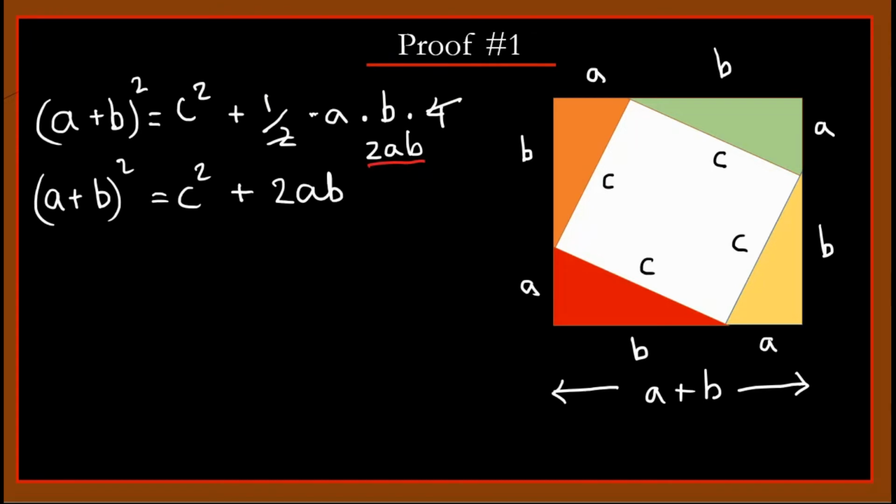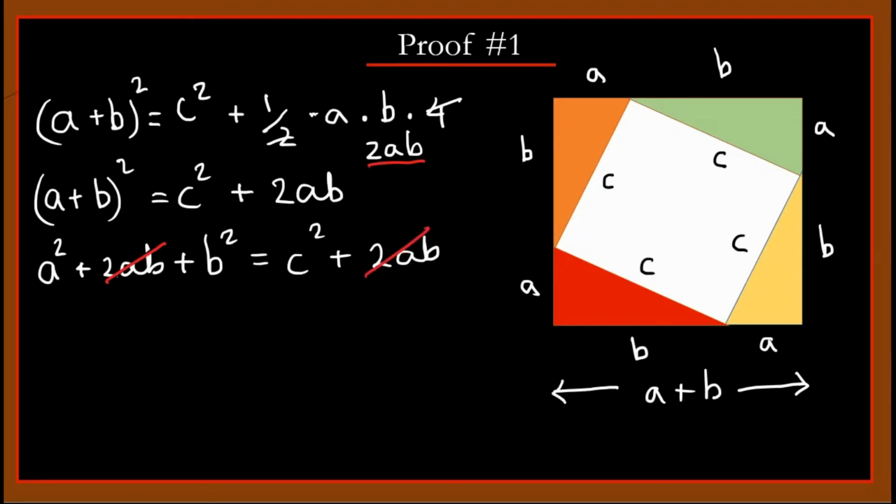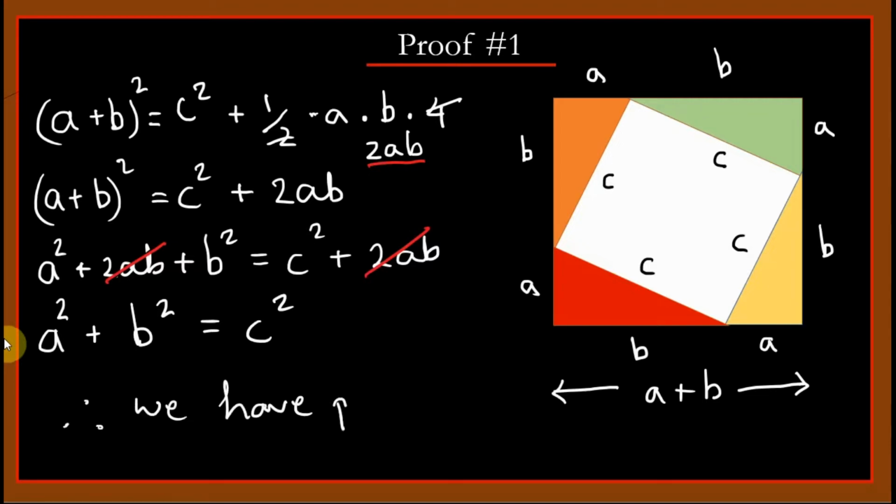Let's expand the a plus b the whole square term. We get a square plus 2ab plus b square, and on the other side we have c square plus 2ab. Now we have 2ab on both sides, so we can simply cancel them. What remains is a square plus b square equals c square, which proves that the Pythagoras theorem is true, and we have a proof.